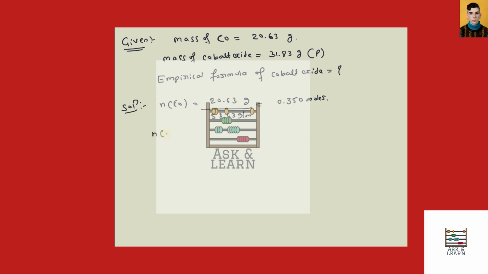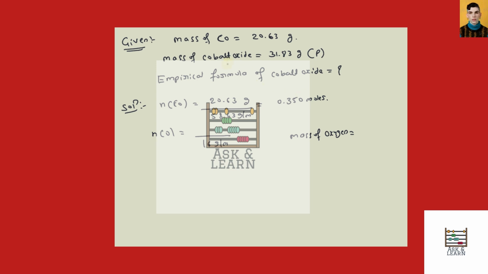The number of moles of oxygen is equal to the mass of oxygen upon the molar mass of oxygen. The molar mass of oxygen is 16 grams per mole, but we don't know the mass of oxygen. So first we are going to find out the mass of oxygen, which is equal to the mass of product minus the mass of cobalt.